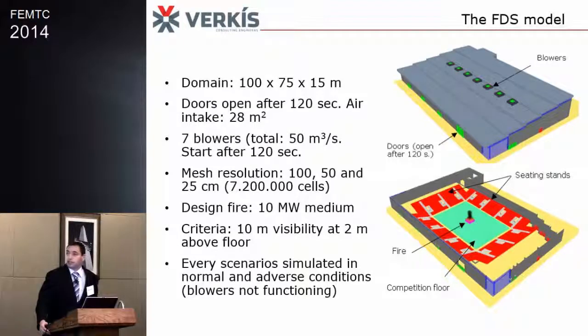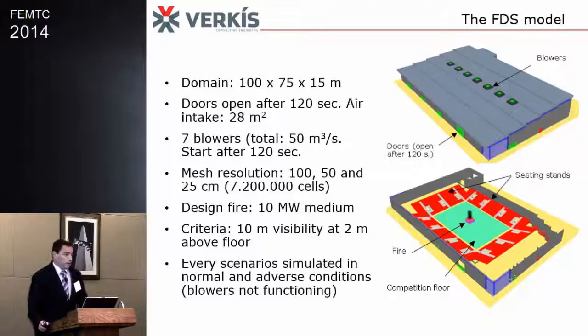So the domain is 100 times 75 times 15 meters. The door opens after 2 minutes with an intake of 28 square meters. We have 7 blowers. You can see them here on the roof. They extract about 50 cubic meters per second.